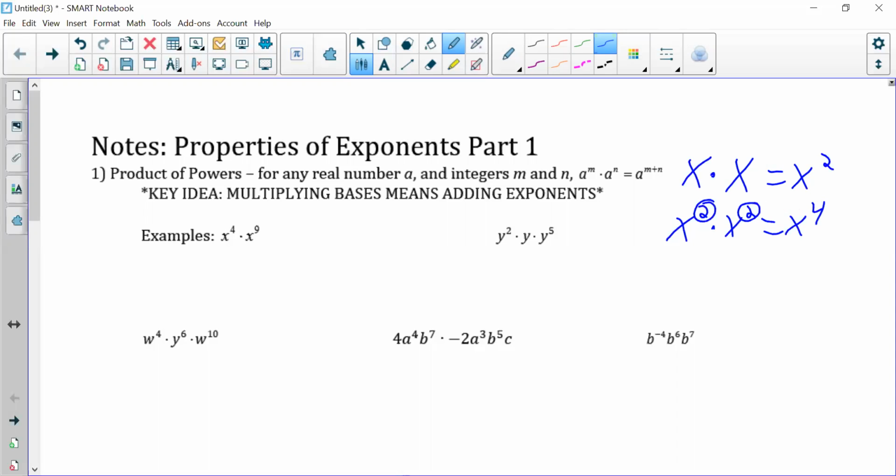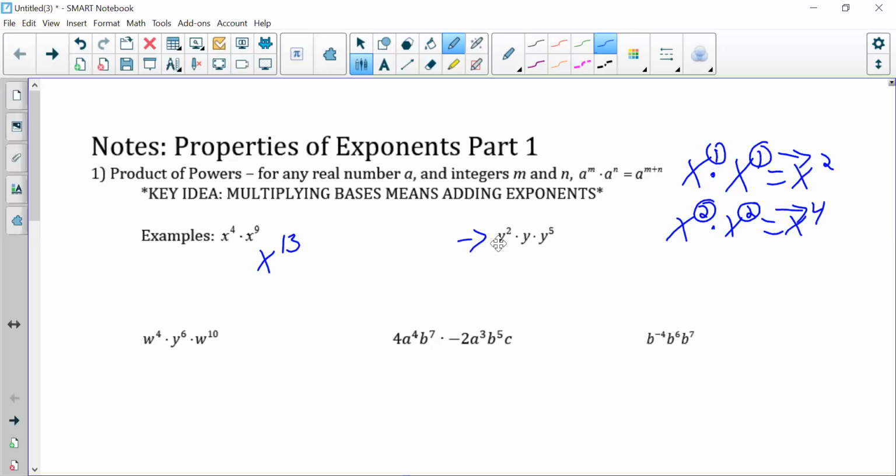2 plus 2 gave us 4. We got an invisible 1 here and an invisible 1 here. 1 plus 1 equals 2. So that's all we're doing. So let's look at our first example here. x to the 4th times x to the 9th. Well, what is 4 plus 9? That's 13. So this is just x to the 13th power.